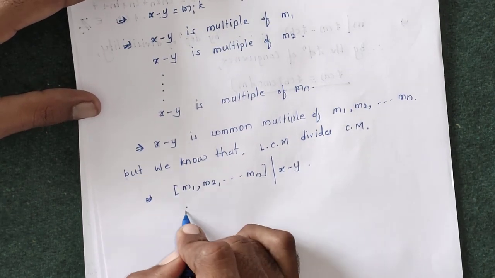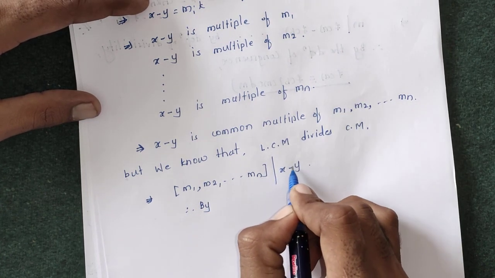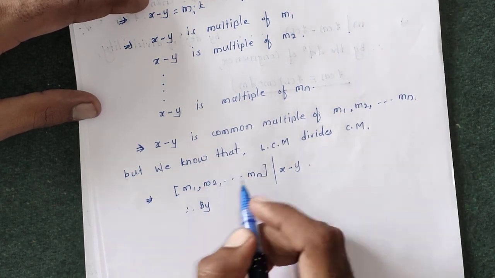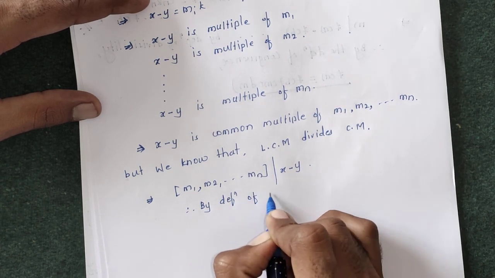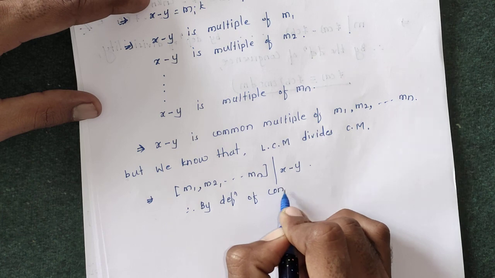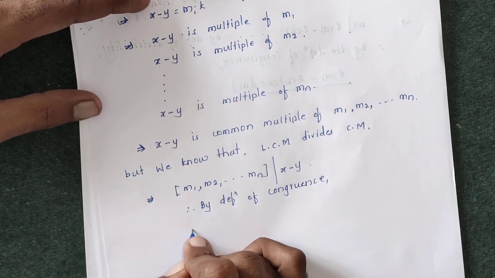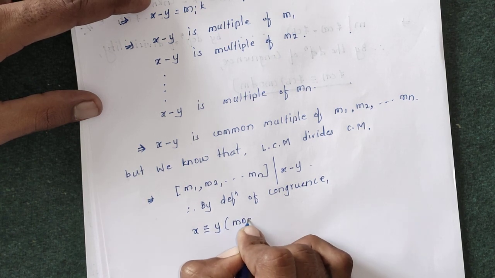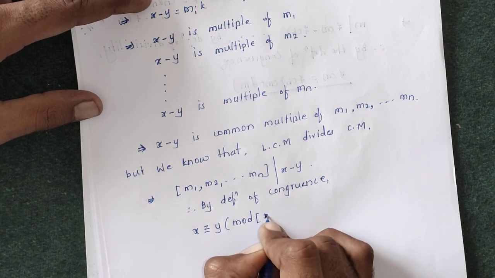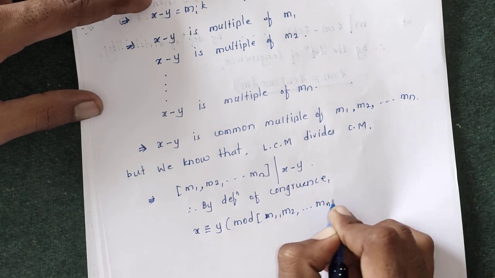Therefore, by using the definition of congruence, we can write x is congruent to y modulo the LCM of m1, m2, up to mn.